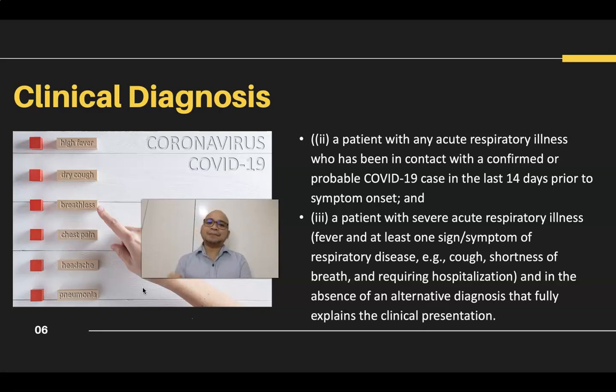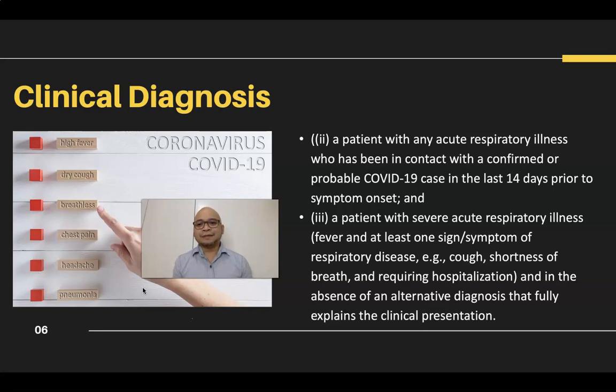And number three, a patient with severe acute respiratory illness. This means fever accompanied by at least one sign or symptom, which may include coughing or shortness of breath, and this person is said to be severe because that person would now require hospitalization, in the absence of an alternative diagnosis that fully explains the clinical presentation.